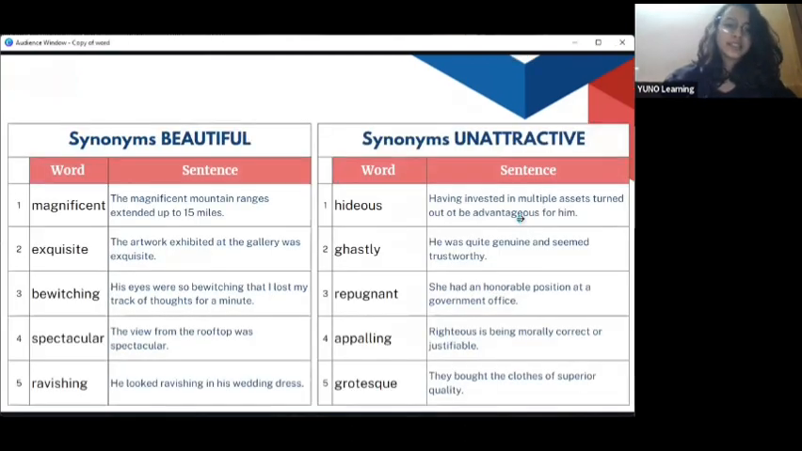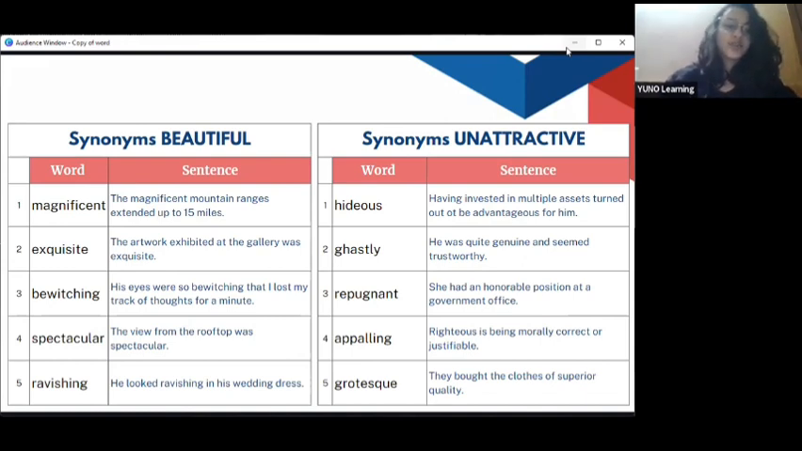Let's look at a sentence example for each one of them. So number one, we have magnificent. The magnificent mountain ranges extended up to 15 miles. Exquisite. The artwork exhibited at the gallery was exquisite. Bewitching. So bewitching means something that catches your attention or is captivating. His eyes were so bewitching that I lost track of my thoughts for a minute.